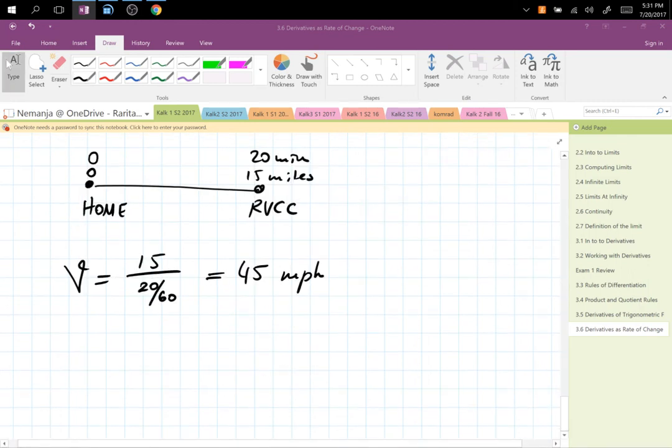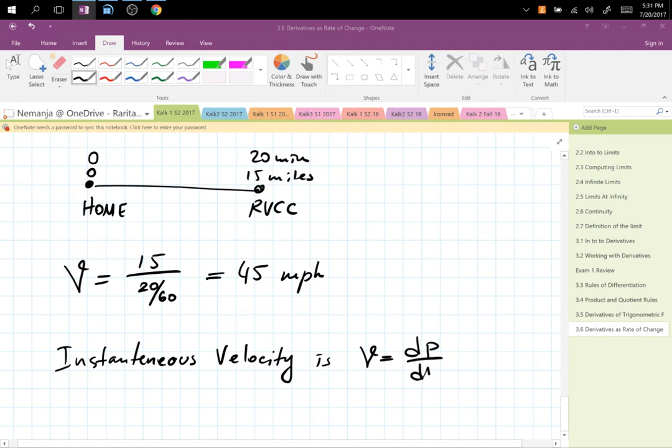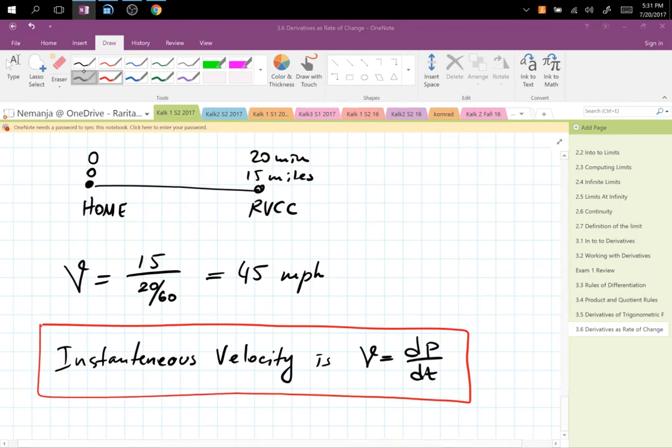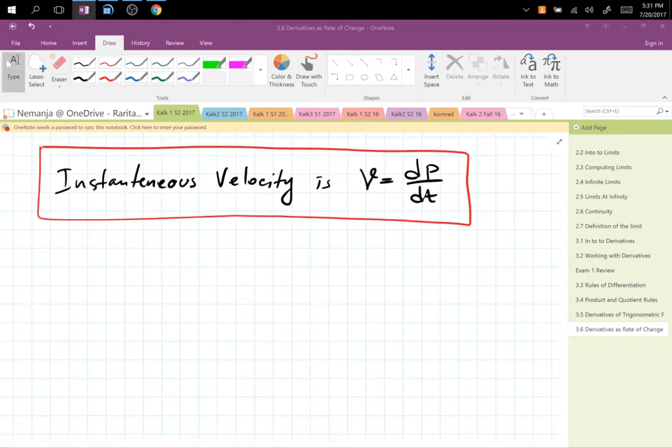So instantaneous velocity is the derivative. So v equals the derivative of position over time. That's what it is. And we understand that as the speedometer in the car, something that measures every instant of time. So that's what we have for this.